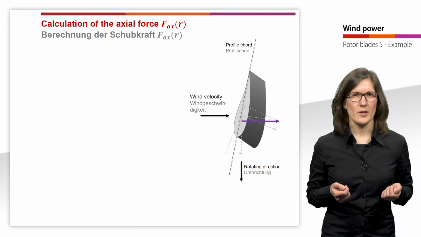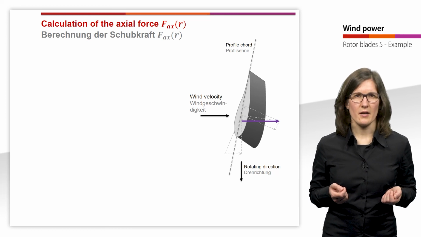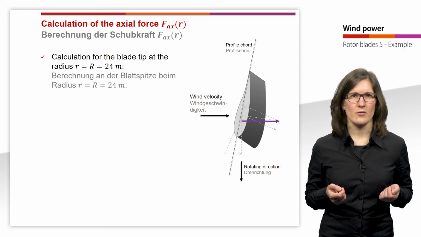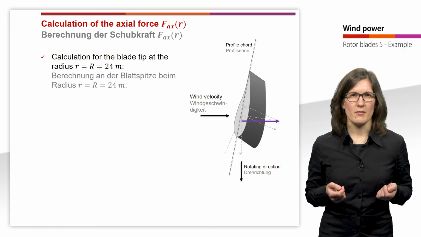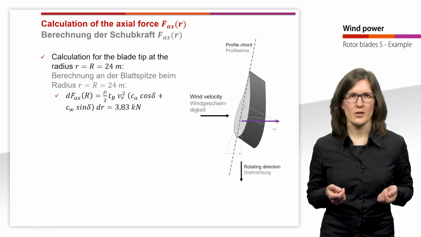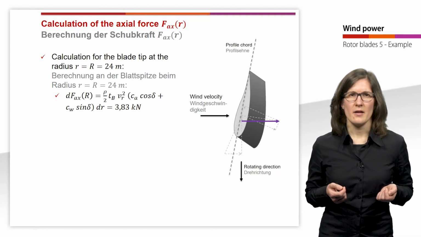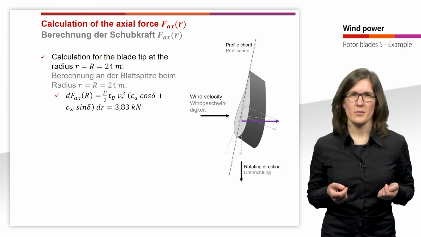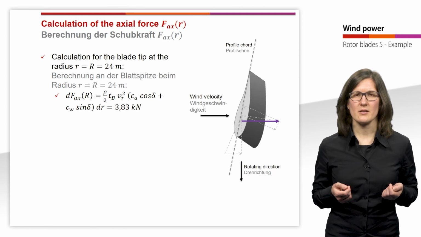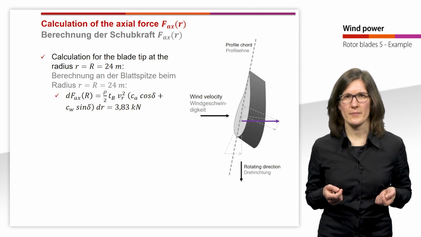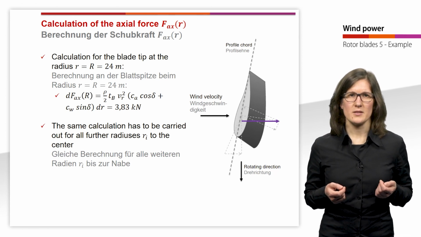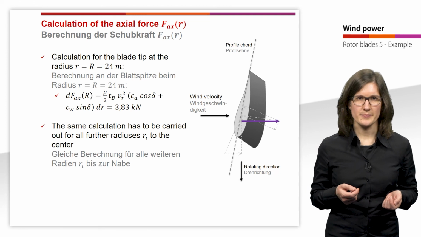And finally, we calculate the axial force Fax. This force is first calculated for the blade element at the blade tip, having a radius of 24 meters. And we know this formula from a previous video. The values are given from previous calculations. Thus, the axial force for this blade element is 3.83 kN. And this calculation again is carried out for all further elements until the center of the blade.